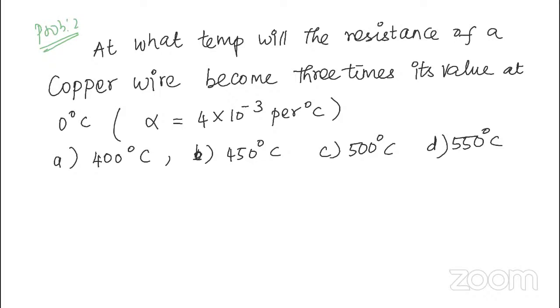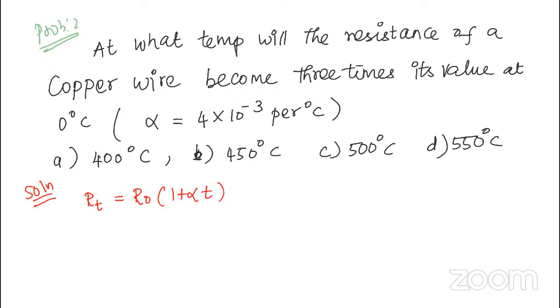So in this, look at what values they have given: it is the relation between temperature and resistance. So which formula can we choose now? We can choose our second formula. Okay, so let us now go for the solution. So what is the second formula? It is RT is equal to R naught into 1 plus alpha T.